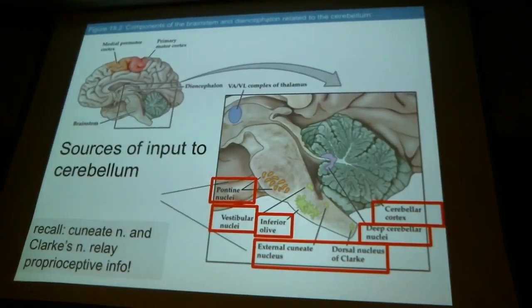Okay, so here's the same thing kind of anatomically. Sources of input are these pontine nuclei, vestibular nuclei. Here's the inferior olive. These are these proprioceptive inputs. Remember the dorsal nucleus of Clark, sort of, kind of. This is one of the dorsal column nuclei, the cuneate nucleus. Okay, we talked about that in terms of proprioception. So you have proprioception, vestibular, cortical inputs projecting into the cerebellum.